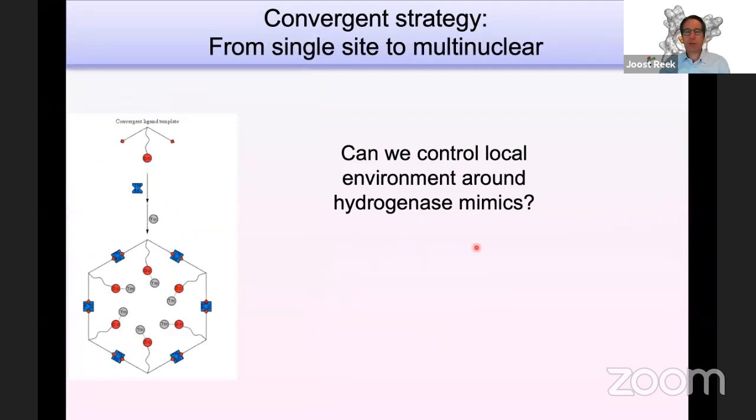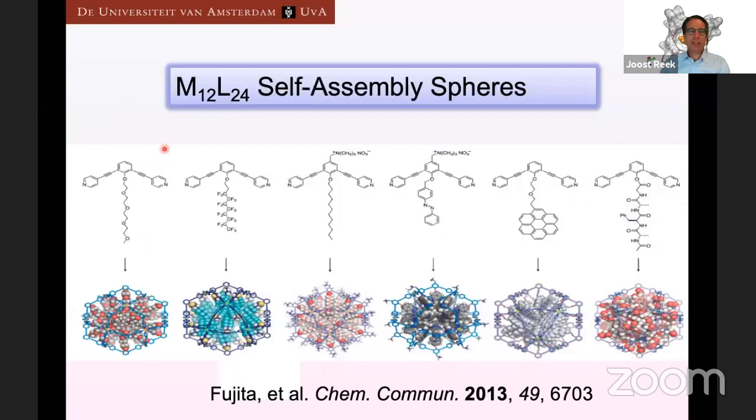Next, we thought, can we also create multi-complex systems in larger nanostructures, and can we create a more controlled environment around these hydrogenase mimics? And in order to study these systems, we looked at M12L24 self-assembled spheres. And the self-assembled spheres were developed by the Fujita group from Tokyo, and they used many different ditopic pyridine building blocks with different functionalities at the endo position.